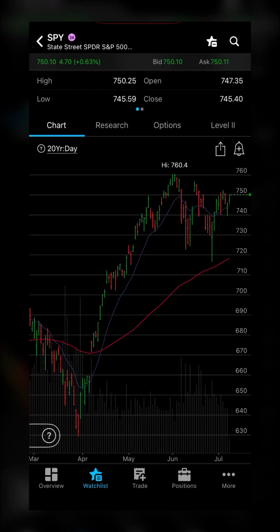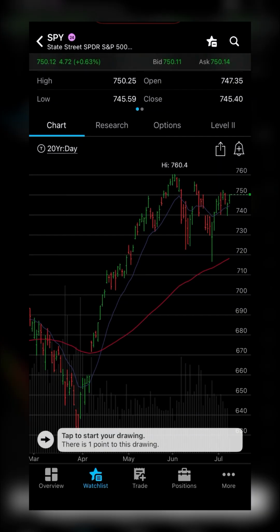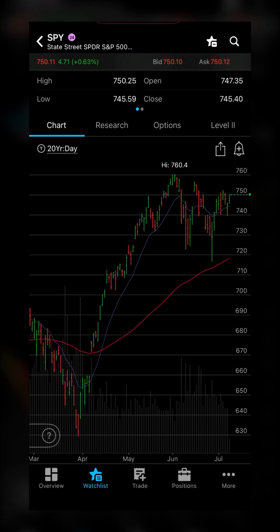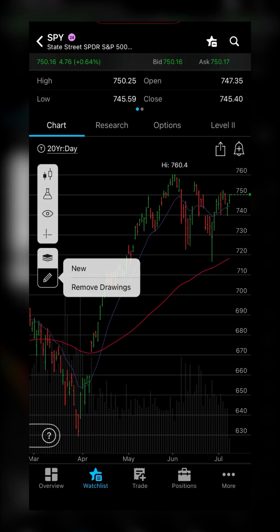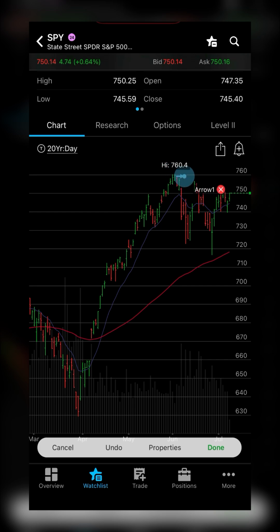The first thing I look at is the overall trend. Currently, the market is very choppy. There's no clear trend, as you can see. It's kind of just chopping around between the $760 level and the $720 level down here. If there's no clear trend and the market is choppy, it's hard for trend traders to trade and for breakouts to work. Next, I'm going to show you the importance of support and resistance.